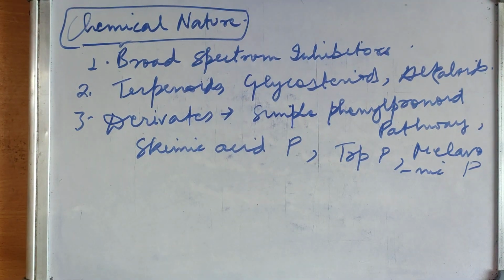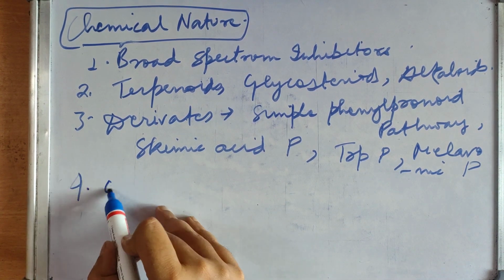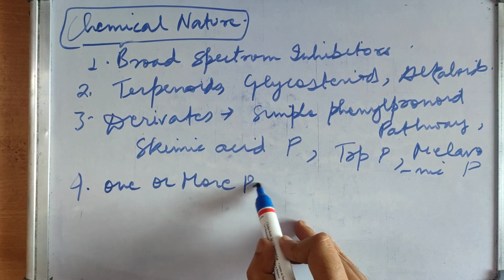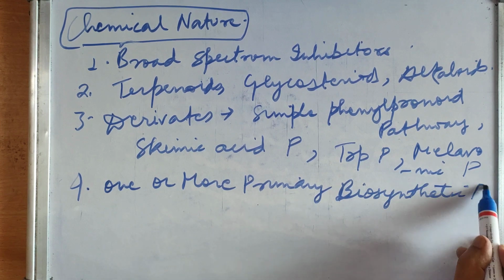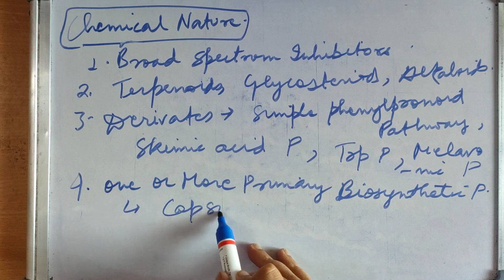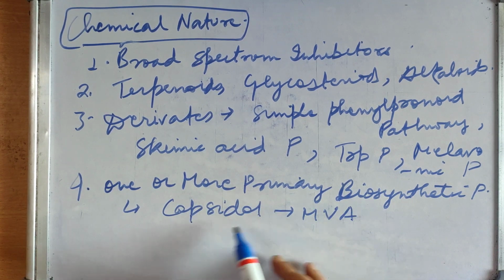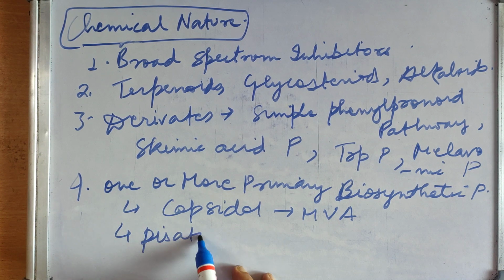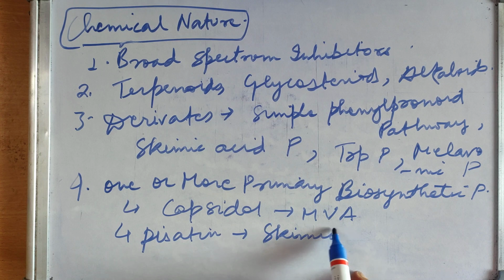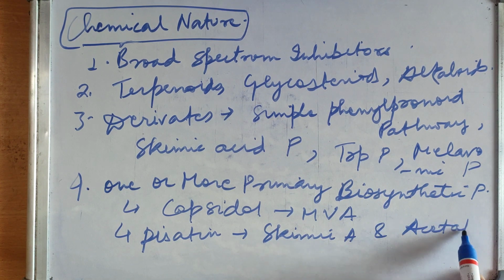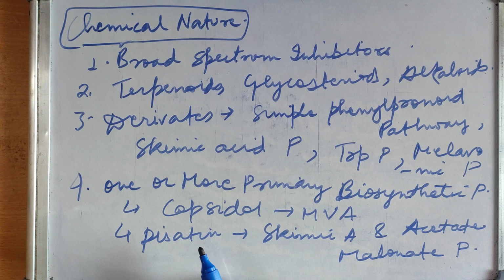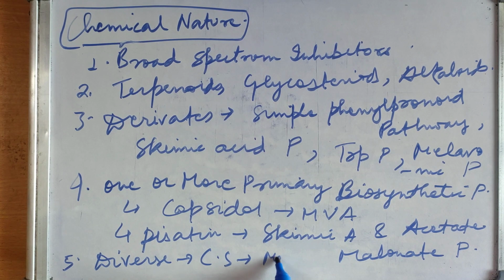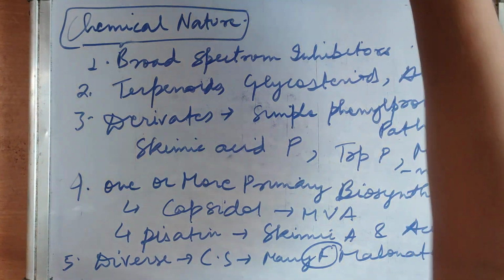Moving on, it is derived from one or more primary biosynthetic pathways, such as capsidiol, pisatin, and the shikimic acid and acetate mevalonate pathway. It is diverse in chemical structure and is produced by many families.